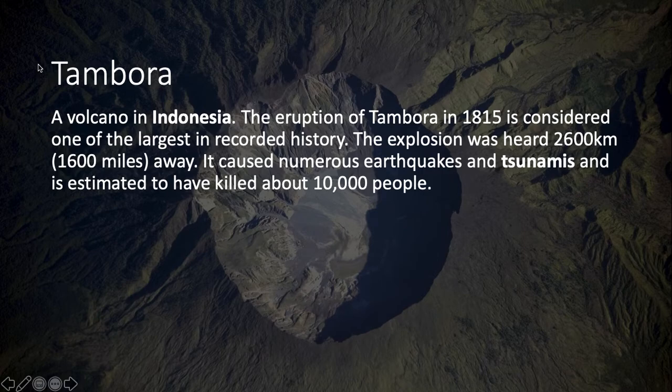So we're going to talk a little bit about a few different interesting geologic locations on the planet. The first one is Tambora. Tambora is a volcano in Indonesia, and the eruption of Tambora in 1815 is considered one of the largest in recorded history. The explosion was heard 2,600 kilometers away. It caused numerous earthquakes and tsunamis and is estimated to have killed about 10,000 people.